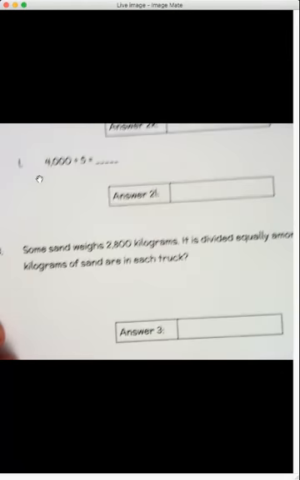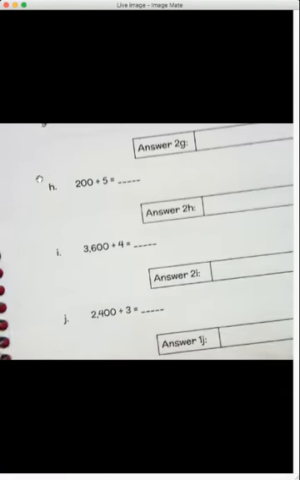One more page of problems to do. Oops, 2 more pages of problems to do. I told you we were going to work through a bunch of them today.